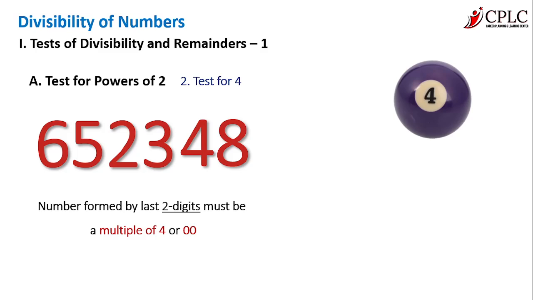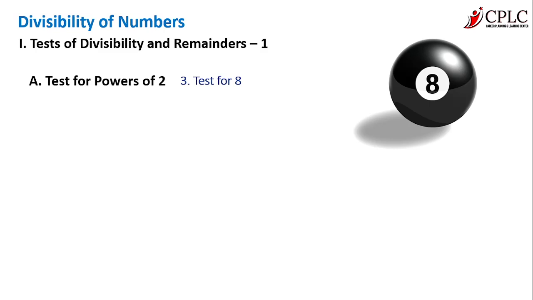Now, if we continue the same pattern, the next power of 2 is 2 cubed, which is 8. If you can understand the scenario, for 2, what we said is only the last digit is important. For 4, we said only the last two digits are important. Why so? Because 2 is the first power of 2, 4 is the second power of 2. Hence we focused on the last two digits.